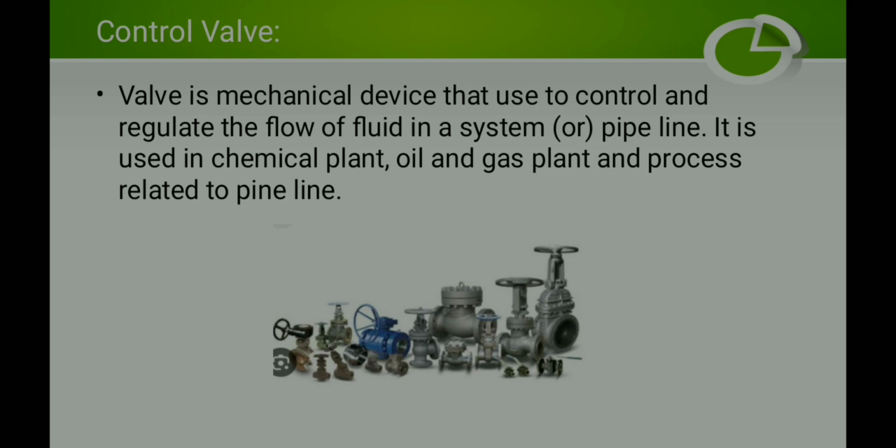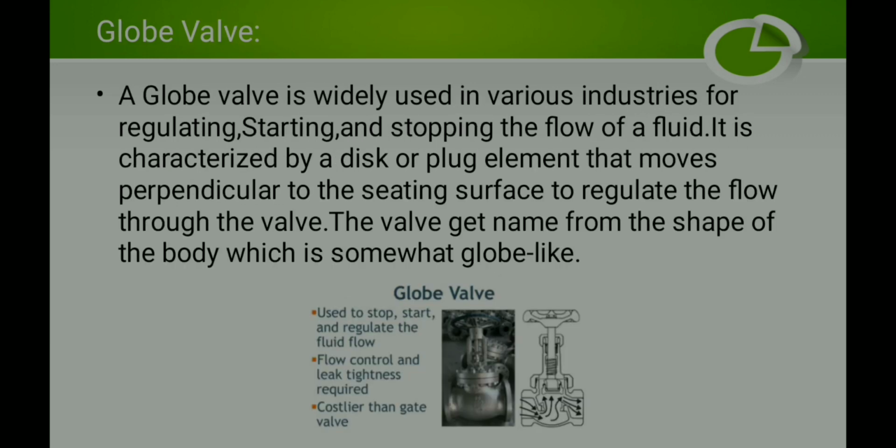Basically, control valves come in several types called globe valve, ball valve, butterfly valve, gate valve, needle valve, pinch valve, etc. Let us see them one by one. But in this video, particularly, we are going to see about globe valve. First, what is meant by a globe valve?